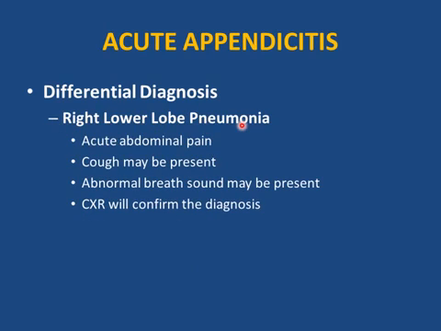Right lower lobe pneumonia is a very important cause to consider in cases of acute abdomen. So for any child presenting with acute abdomen where the appendix is normal, do a chest x-ray. Cough may or may not be present. So absence of cough is also a misleading reason for missing right lower lobe pneumonia. Abnormal breath sounds may be present. A chest x-ray will confirm the diagnosis.